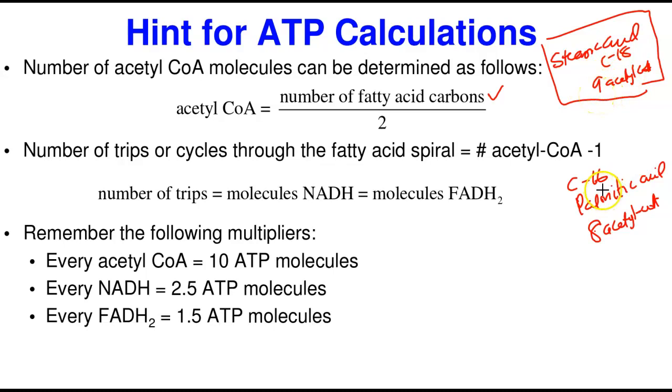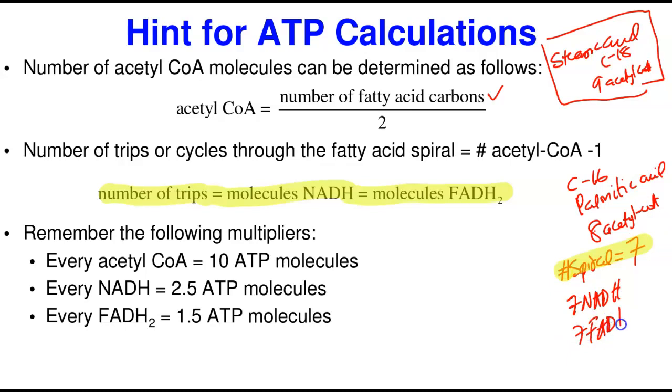In C16, it's going to be what? It's going to be 8 acetyl-CoA. If I want to know the number of spirals or trips, it's going to be 8 minus 1, it's going to be 7 cycles. Now, it's important to know that the number of trips or cycles is equal to the number of NADH and is also equal to the number of FADH2. Don't forget that. For palmitic acid, you're going to get 8 acetyl-CoA, 7 spirals. So you're going to get 7 NADH, and you're going to get 7 FADH2.